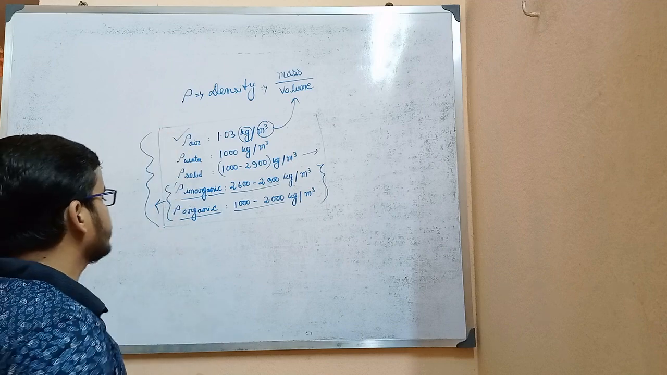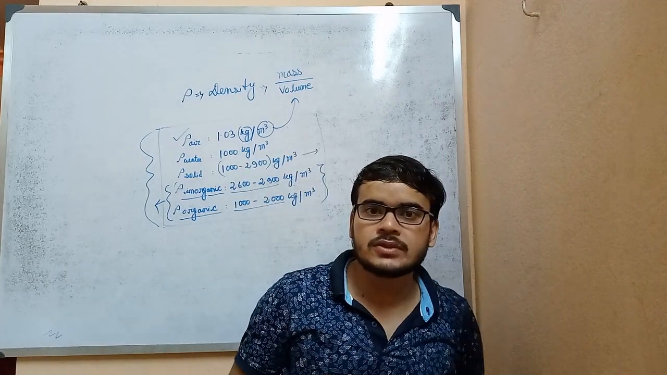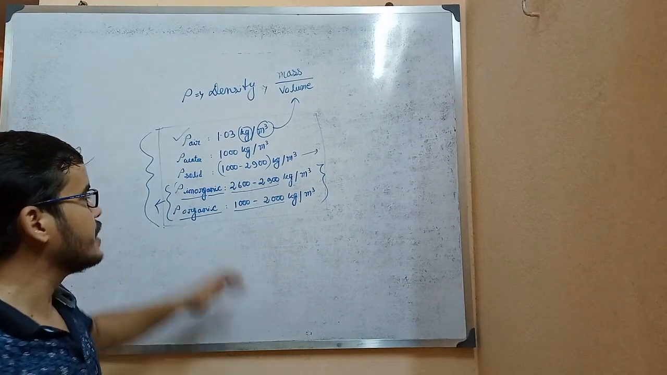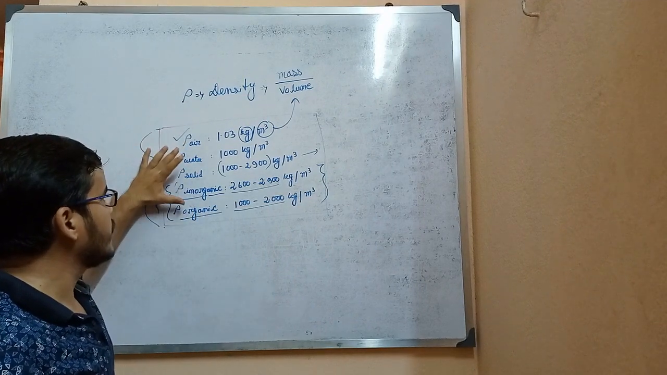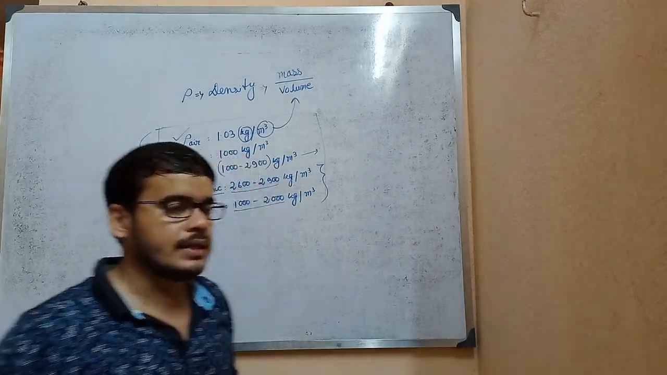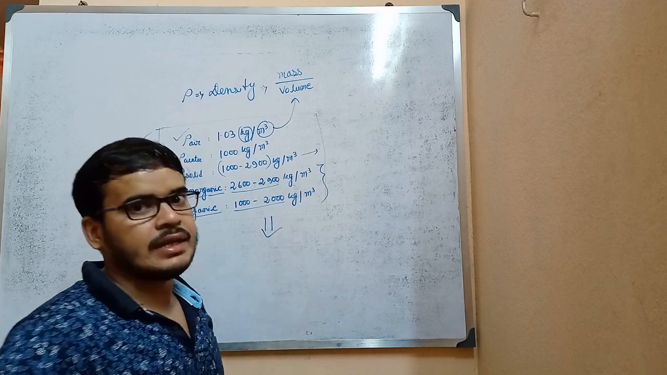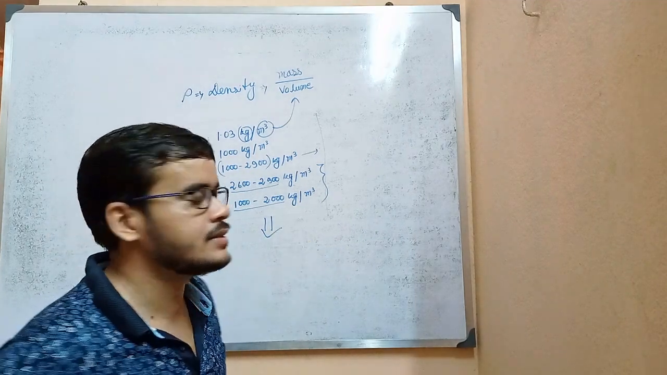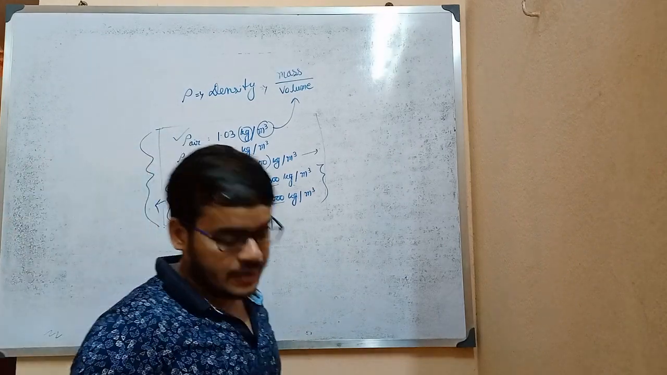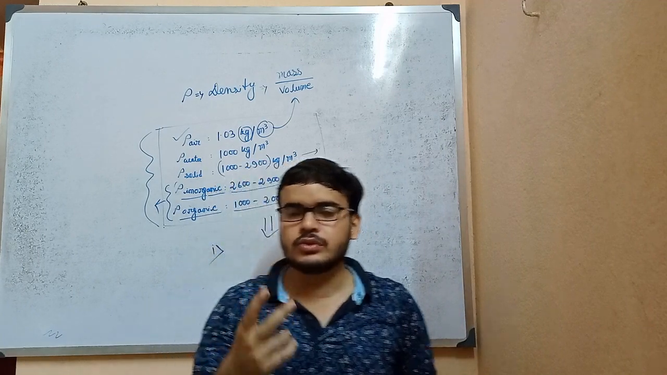So today we have learned three things. First is properties of the soil, second the phases of soil, and third some densities of solids, water and air. After this we will start the index properties of soil in the next class, and before that I am giving some assignment.